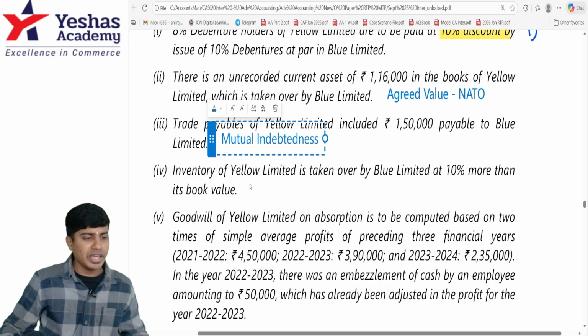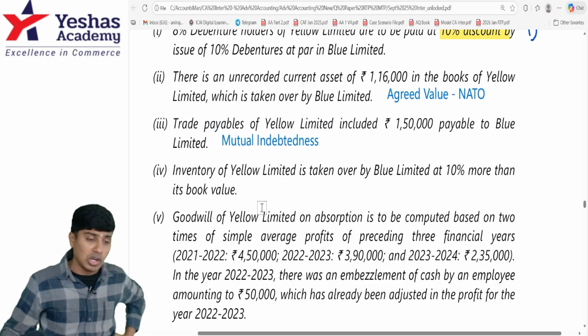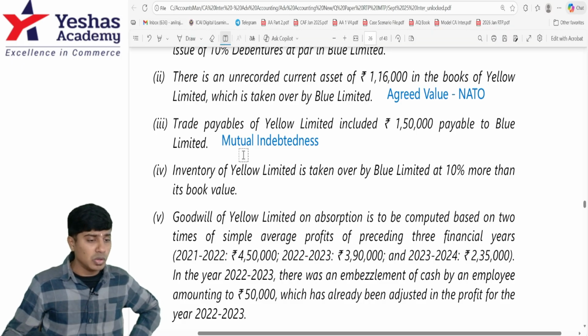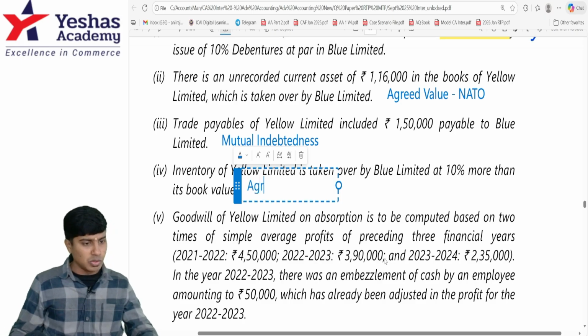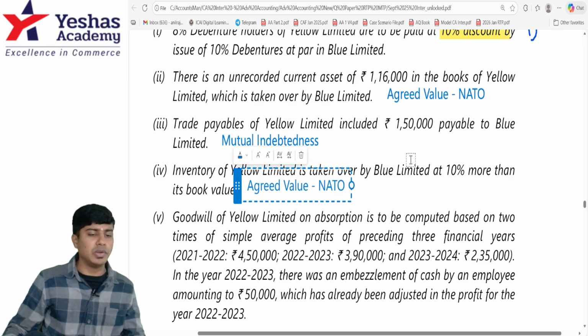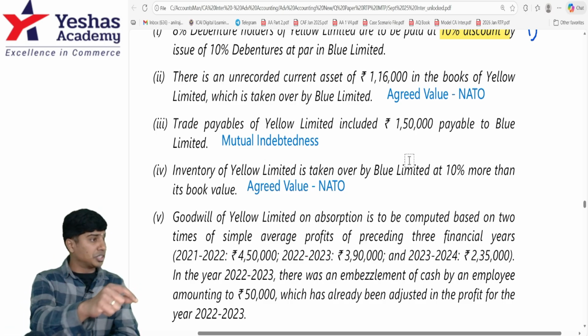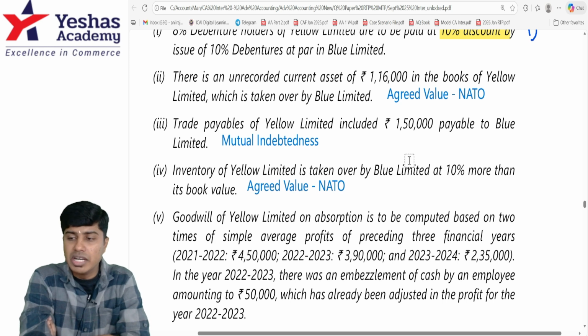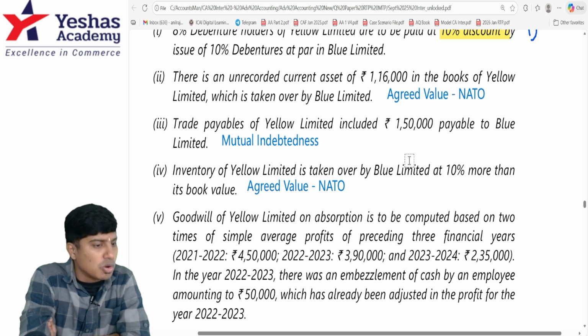Then we have an adjustment: inventory of Yellow is taken over by Blue Limited at 10% more than the book value. So this is agreed value computation. Agreed value in NATO for inventory will not be book value. Agreed value in NATO computation of inventory will be 10% more than its book value, because the inventory is taken at a value other than book value.